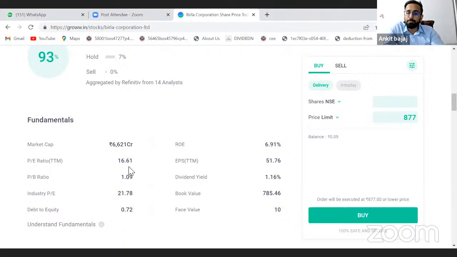That is 16.61, and EPS is 51.76, right? EPS is how much? It is 51.76. Now I will write down this information and make you understand how to do the analysis. So what is the PE ratio of Birla Corporation? Again, I will check it: 16.61, and EPS is 52, right? EPS is 52. Just a moment.